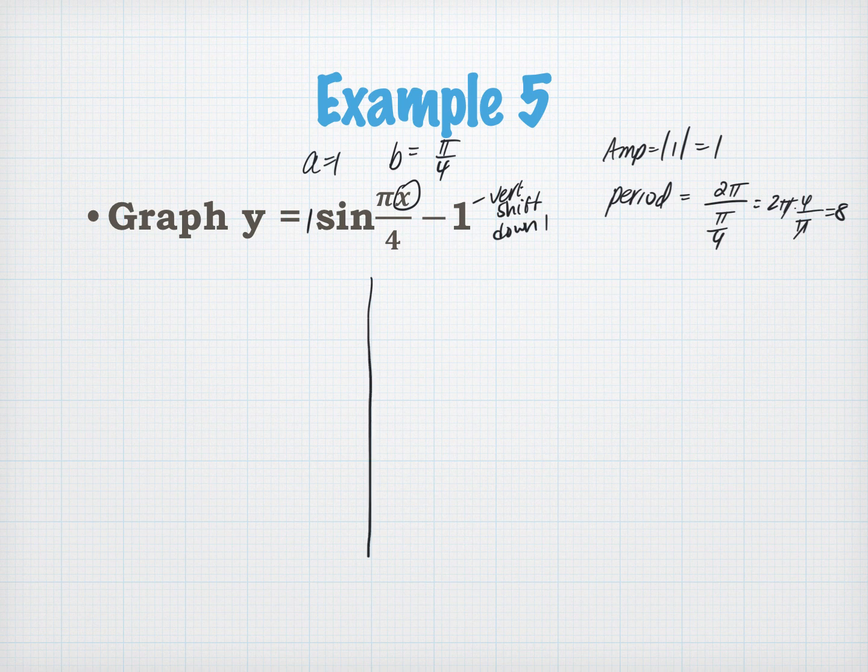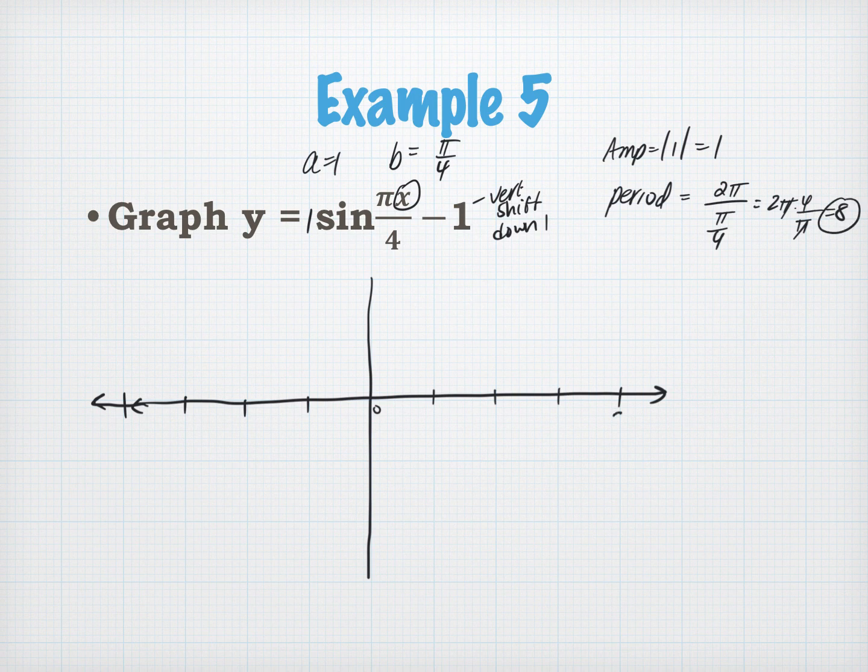So again, like we've been doing, we're going to come over here and we're going to graph. We know this is 0. And we're going to create our 4 tick marks. And the period is 8, so I know it's going to end at 8. Now this one's easy because 1/4 of 8 is 2, half of 8 is 4, and 3/4 of 8 is 6. So 2, 4, 6, and 8.